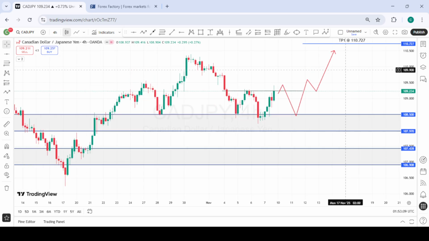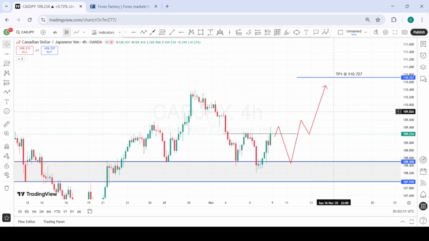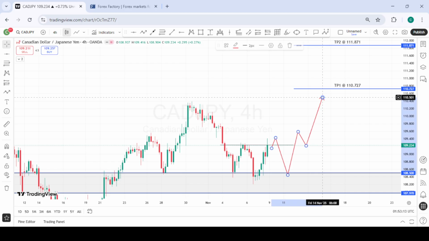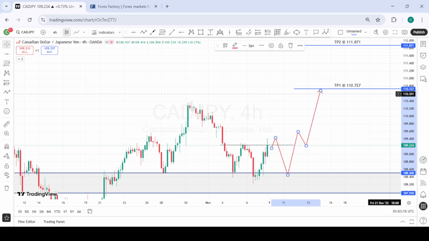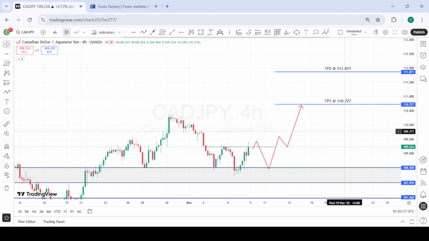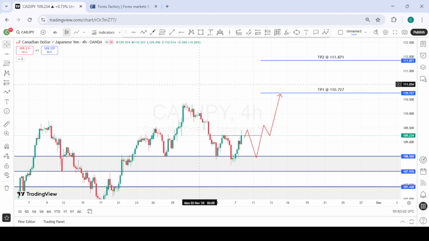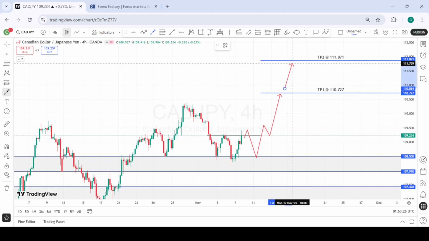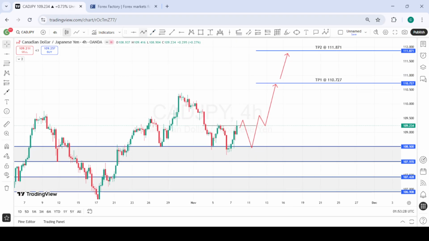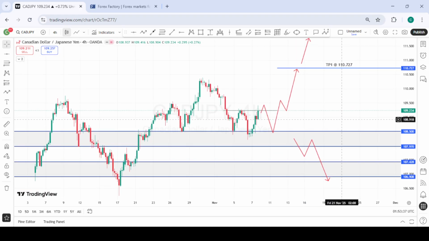So this is also giving us a possible harmonic pattern formation, so we have to wait for it to develop more for us to get clarity on which particular pattern is developing. So for the coming week, we are very bullish on CADJPY, and this can only shift bearish if price violates this zone and then breaks to the downside. Until then, we are very bullish on CADJPY.